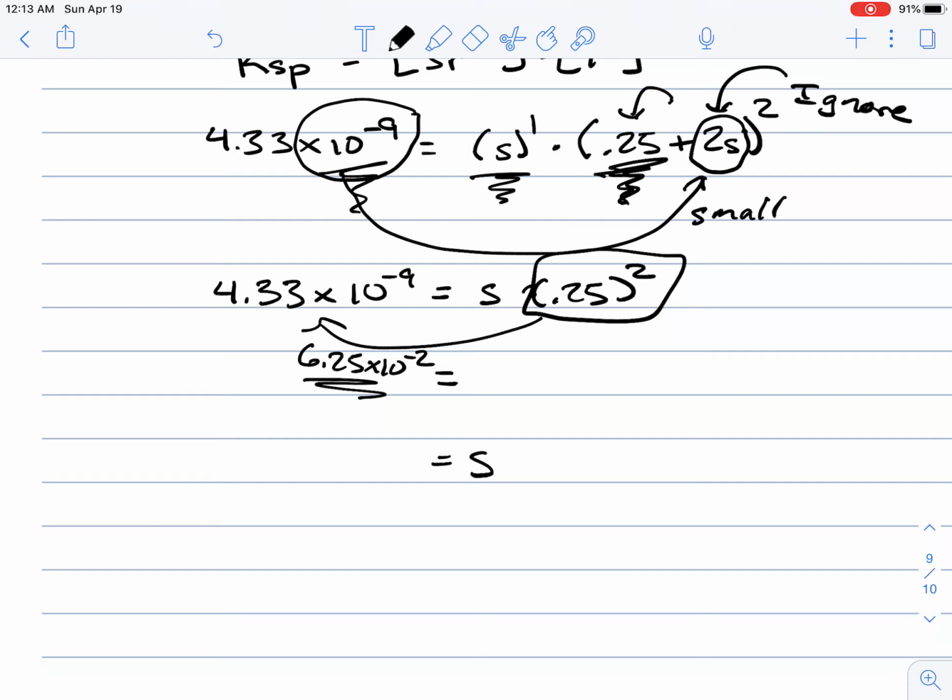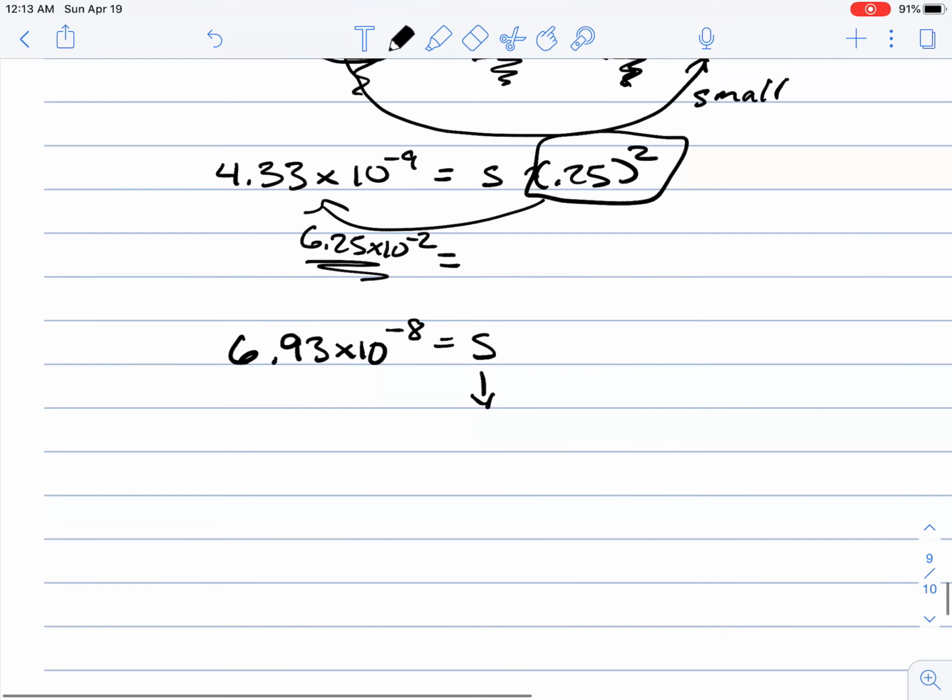4.33 times 10 to the negative 9, divide this by 6.25 times 10 to the negative 2, I'm going to get 6.93 times 10 to the negative 8. And since I'm just talking about the molar solubility, s, remember, is the molar solubility.